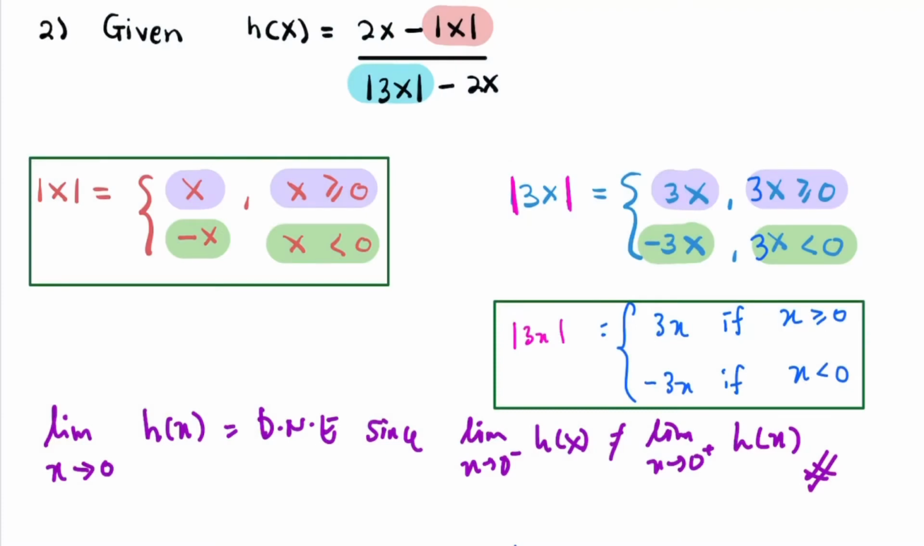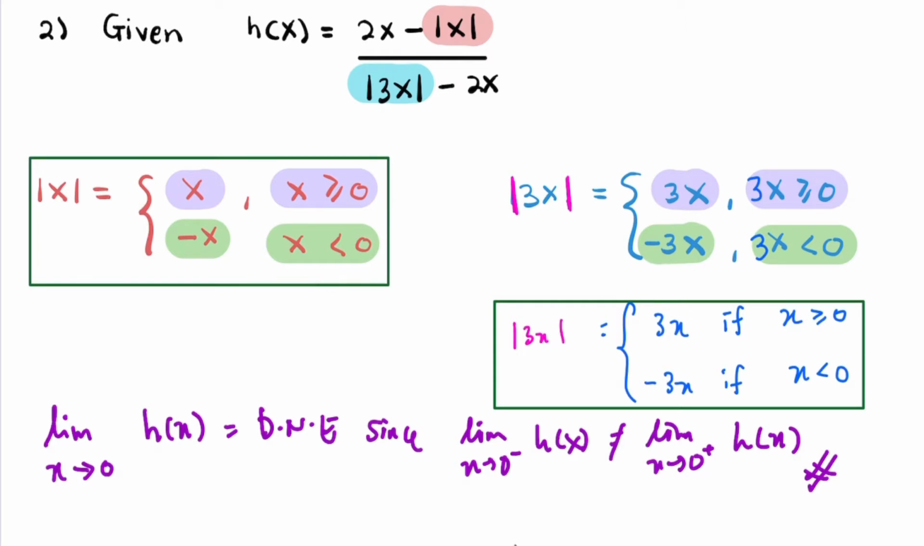Question number 2. This involves an absolute value function where you have h(x) equal to (2x minus modulus x) over (modulus 3x minus 2x). So let's see here. For modulus x, let's open up the definition. This is equal to x if your x is positive. This is equal to negative x if your x is negative.